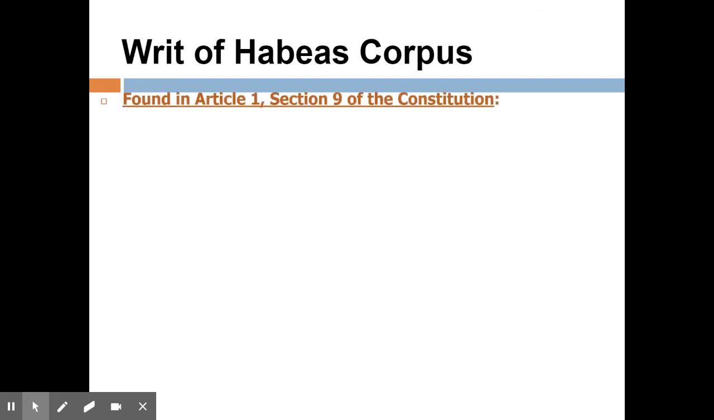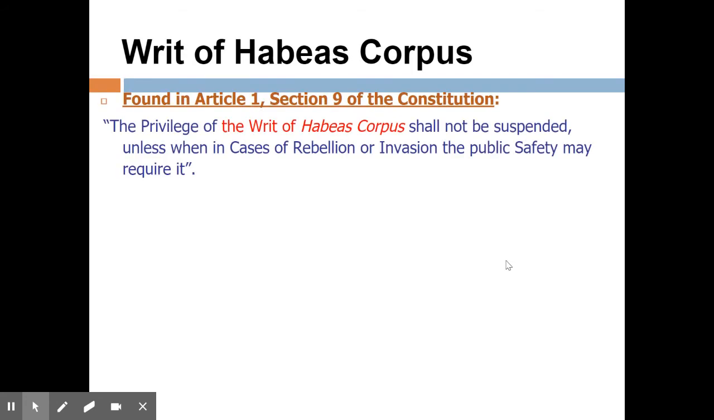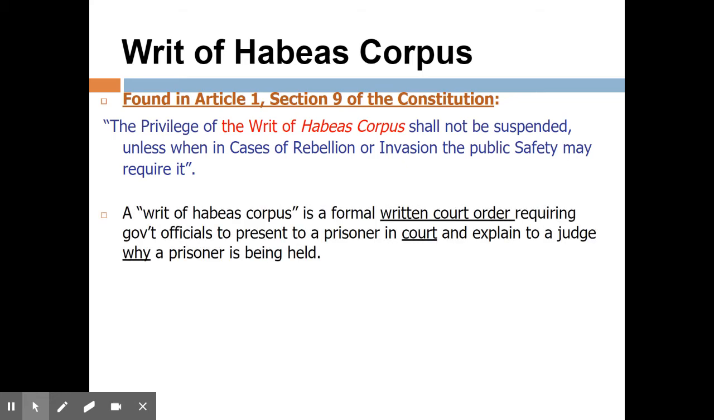And then habeas corpus is mentioned also in Article 1, Section 9 of the Constitution. You can't take away habeas corpus unless in cases of rebellion or invasion, or if the public safety may require it. So habeas corpus is simply a written court order that requires government officials to present a prisoner in court and to explain to a judge why a prisoner is being held. This basically prevents the government from unlawfully detaining people. You at least have to explain to a judge the preliminary basis of why you're holding someone. And if a judge believes that that's frivolous and isn't reasonable, then the judge could free the person at that point.